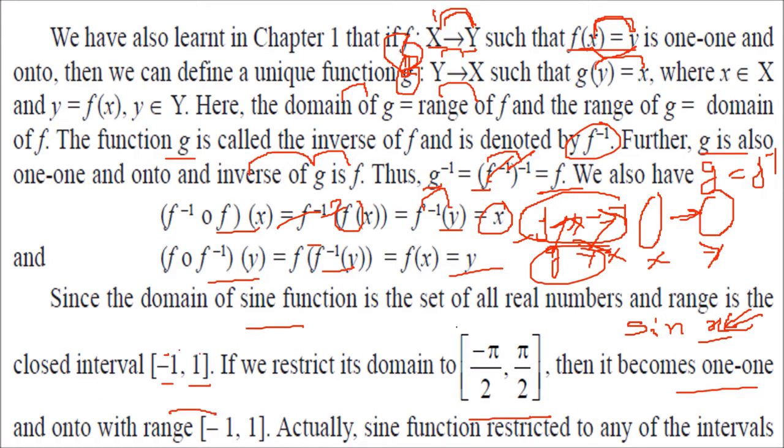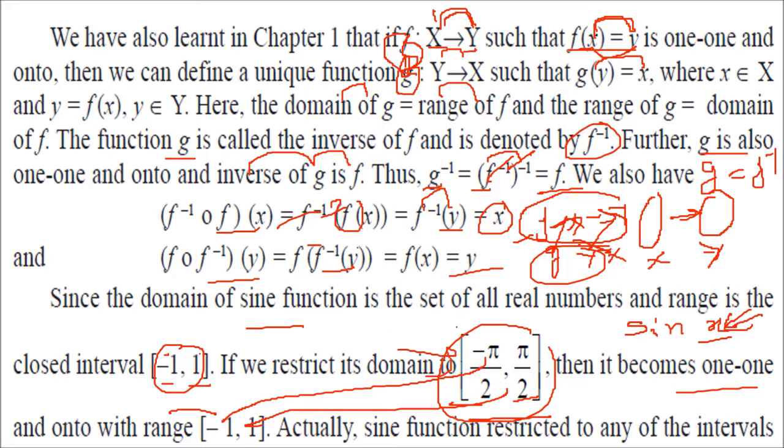The range is again -1 to 1. If you give sine -π/2, it will give -1. If you give sine π/2, it will give 1. Sine 0 is 0, sine 90 is 1, and sine -90 is -1. So it corresponds to our -1 to 1, and we can take this as the domain.